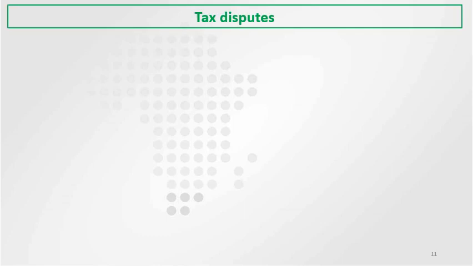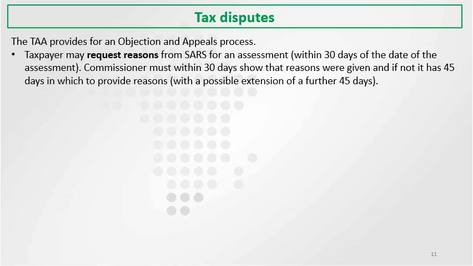This brings us to tax disputes. The taxpayer and SARS will not always agree, and therefore the Tax Administration Act provides for an objection and appeals process. Firstly, a taxpayer may request reasons from SARS for an assessment. This must happen within 30 days of the date of the assessment. The Commissioner must also, within 30 days, show that reasons were given, and if not, it has 45 days in which to provide reasons, with a possible extension of a further 45 days.